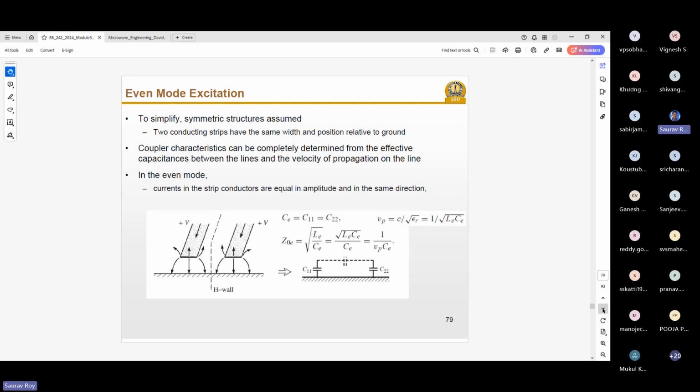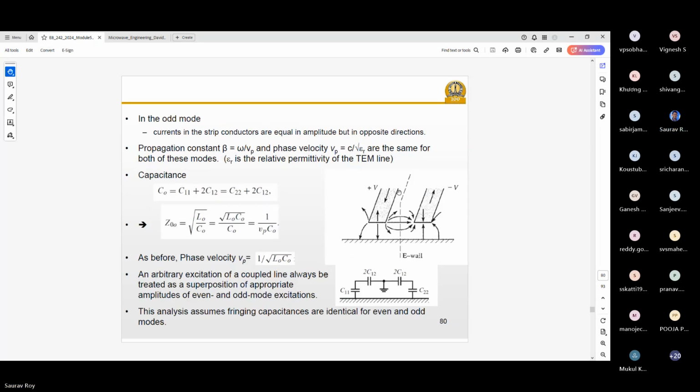Similarly, for the odd mode analysis, you bias one line to plus V and the other to minus V. So definitely at the middle, it becomes like a ground. It acts like an electric wall. For this, you can also calculate ZOO and VPO, the phase velocity and characteristic impedance for the odd mode. Through that, these things will be required for your design.